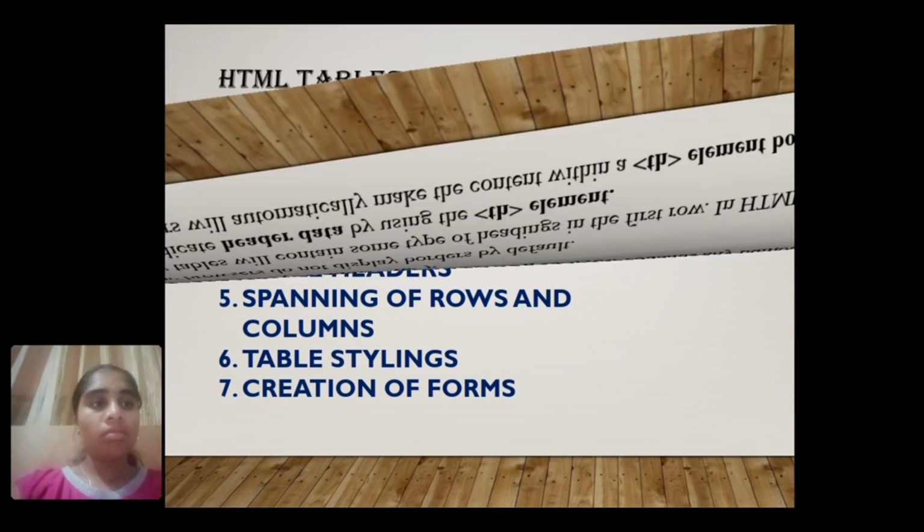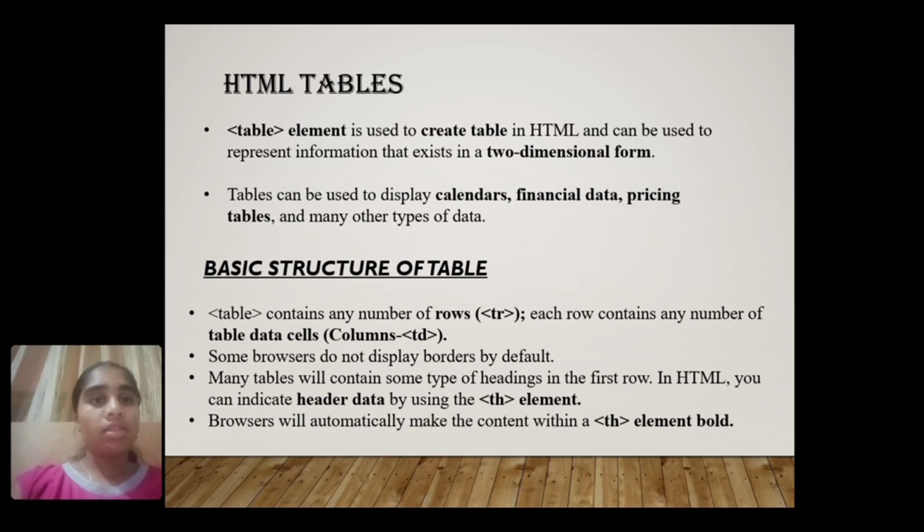Next, coming to the structure of HTML tables. Here, the table element is used to create a table in HTML and can be used to represent information that exists in a two-dimensional form. Tables can be used to display calendars, financial data, pricing tables, and many other types of data. The basic structure of tables is: a table contains any number of rows, meaning TR.